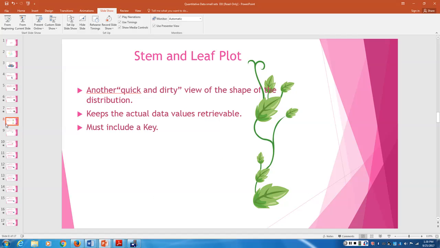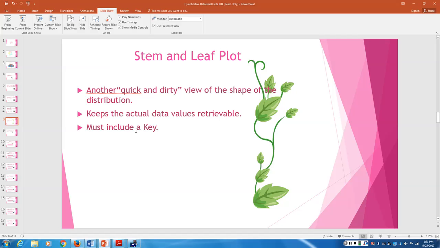Now we're going to look at the other one. Another quick and dirty view of the shape of the distribution is called a stem and leaf plot. On this little vine here, you've got a stem and you've got leaves coming off of each stem. Again, this one keeps the actual data values retrievable. You'll be able to actually pull the data back out of the graph.